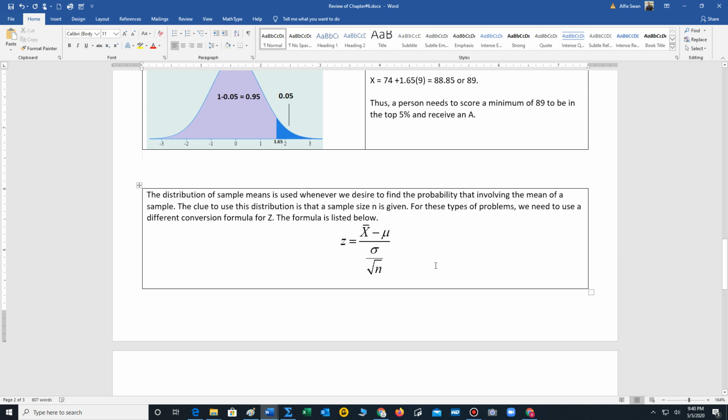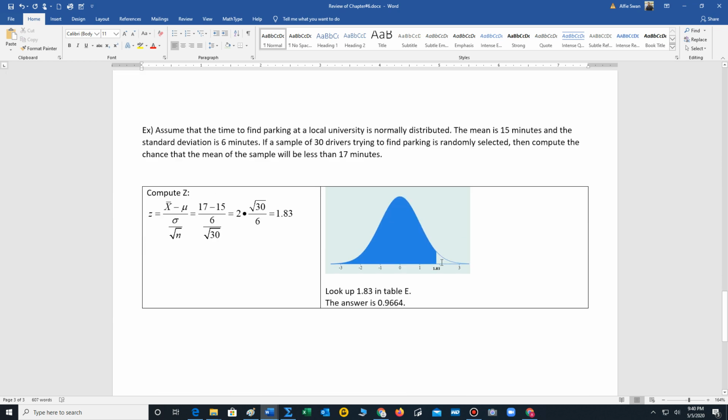Okay, so let's look at an example. Assume that the time to find a parking spot, we'll say at a local university, is normally distributed. The mean is 15 minutes and the standard deviation is 6 minutes. If a sample of 30 drivers trying to find parking is randomly selected, then compute the chance that the mean of the sample will be less than 17 minutes. So the clue here is we're given a sample of 30 drivers. That tells us we're going to be working with the distribution of sample means.